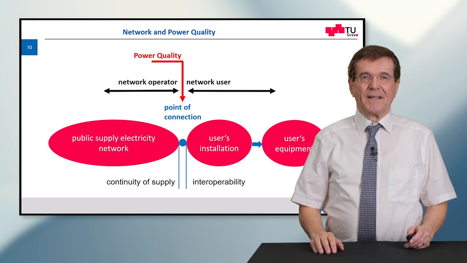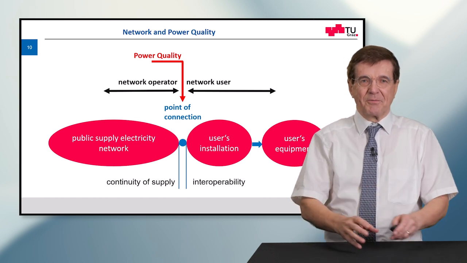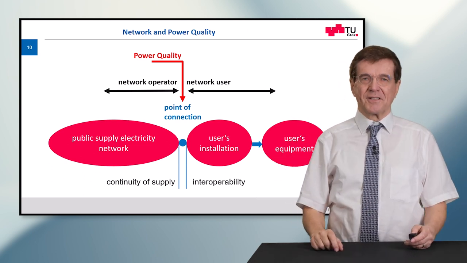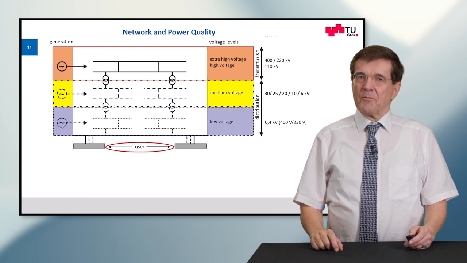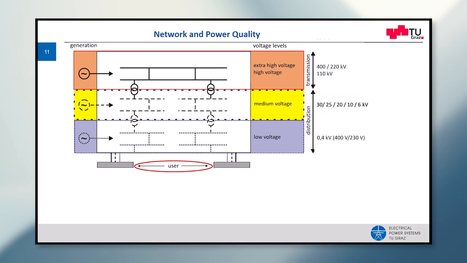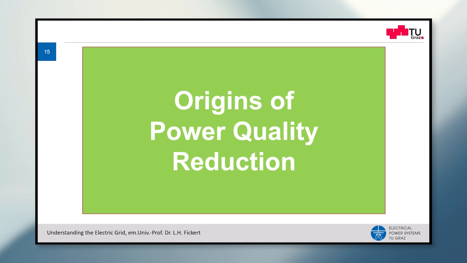So power quality is defined at the transition between the public supply electricity network and the user's installations and the user's equipment. In more technical terms, this is my standard representation of an electric grid made up of high voltage, medium voltage and low voltage sections. And from this, you can see that the power is coming from the generators through high voltage, medium voltage and low voltage to the users. And on its way, it is deteriorated because at the source, at the generation side, the power quality is nearly perfect. So what are the origins of power quality reduction?